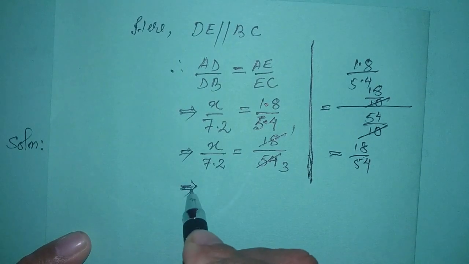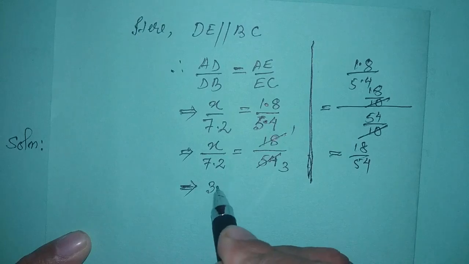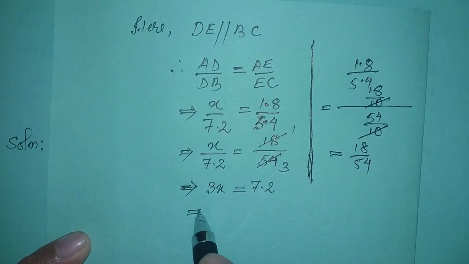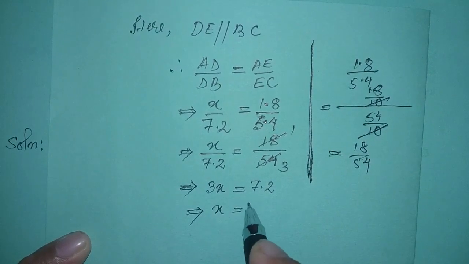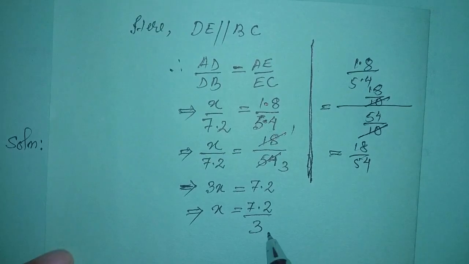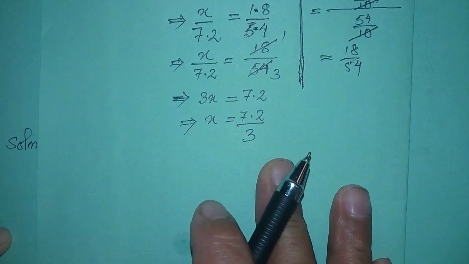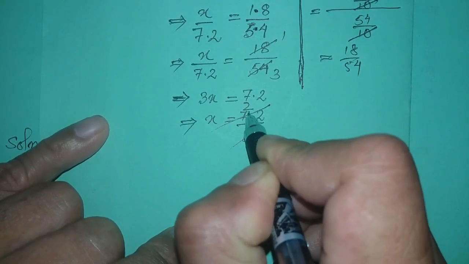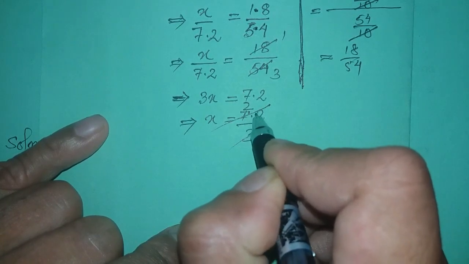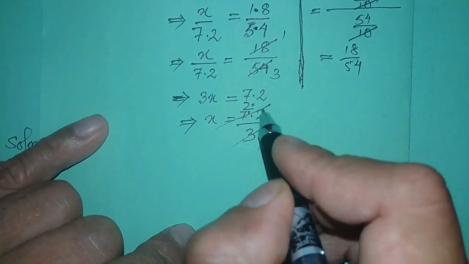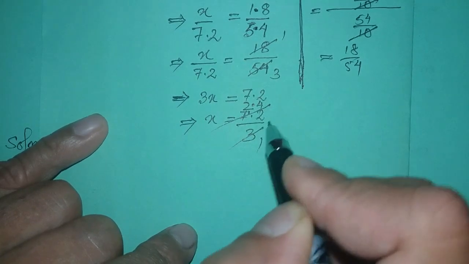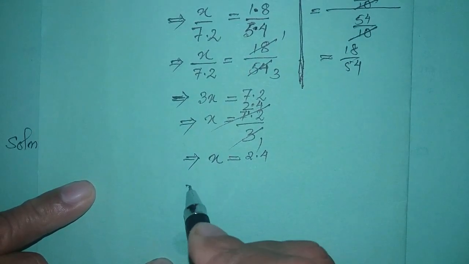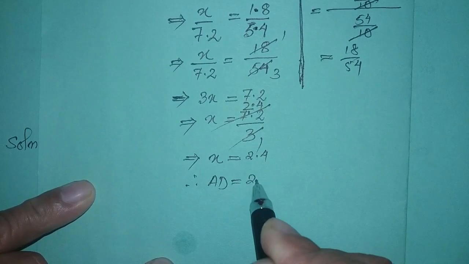Now again we will cross multiply. 3x is equal to 7.2 into 1, which is 7.2. So now we get x is equal to 7.2 by 3. Now you can divide: 3 ones are 3, 3 twos are 6, now 1 remainder. Now this becomes 12. Since the point is already taken, you have to write the point here. So 3 fours are 12. So here we get x is equal to 2.4. Therefore AD is equal to 2.4 centimeter.